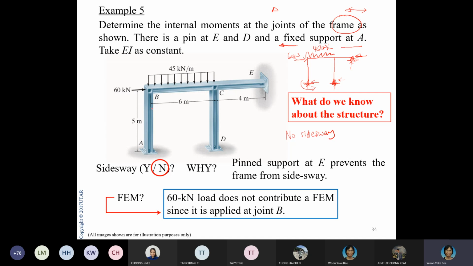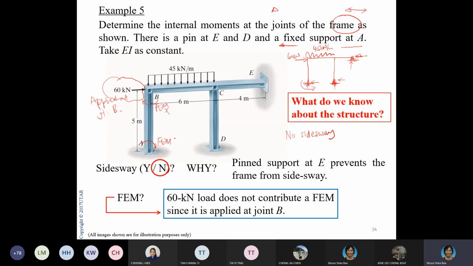And then next, we need to also look at the FEM. Now look at this force here. This force is applied at the joint, right? This force is applied at joint B. So there will be no fixed end moment here because it is applied at the joint. So it's not going to create any fixed end moments here or here, right? So as far as this is concerned, there is no fixed end moment here.